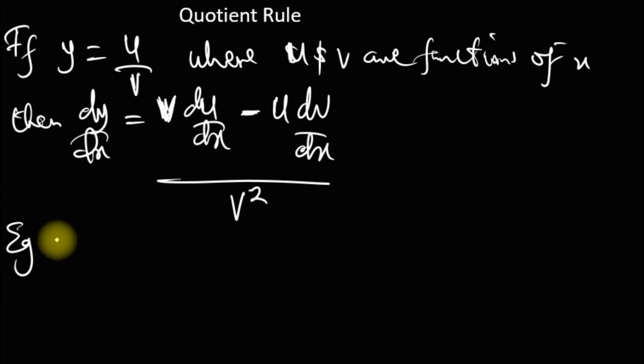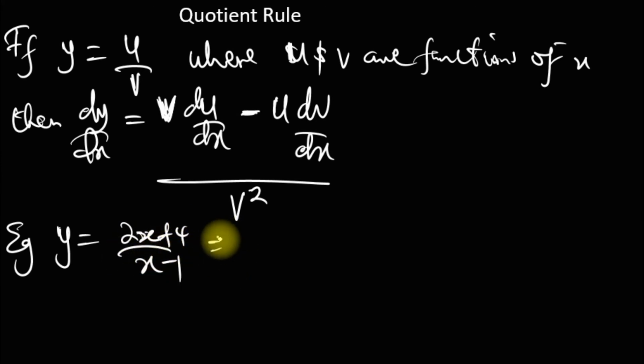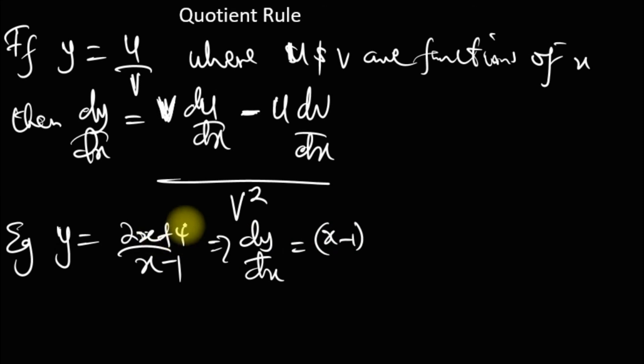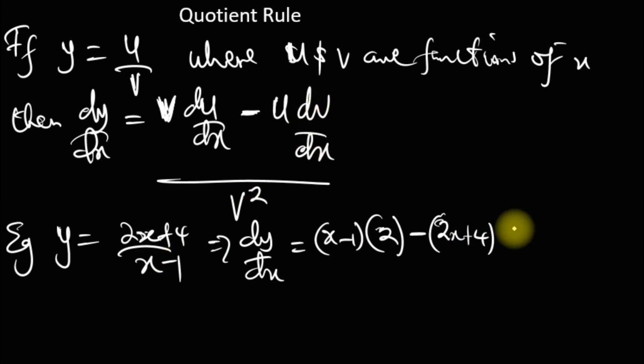So example, if you have y equals maybe 2x plus 4 over x minus 1, so we have dy/dx now. Remember, the first one is u, the second one is v, so we start with v, which is x minus 1, times du, meaning differentiate the numerator. So if you differentiate the numerator, you have 2, minus, remember u is the numerator, which is 2x plus 4. You differentiate the denominator, which is dv over dx, 1, over finally x minus 1 squared.